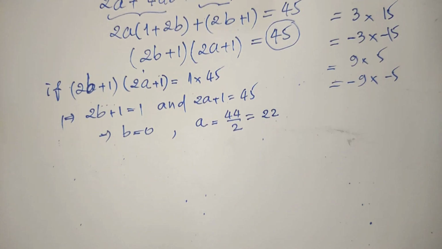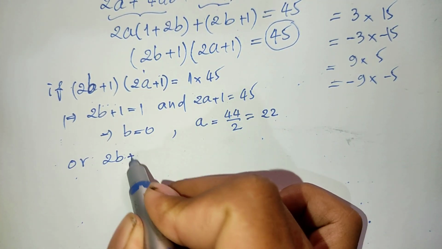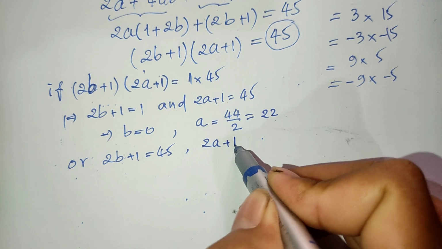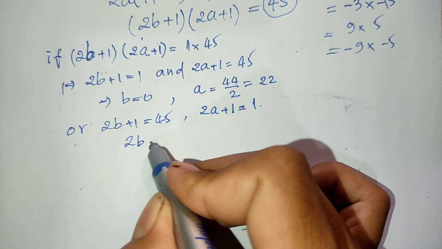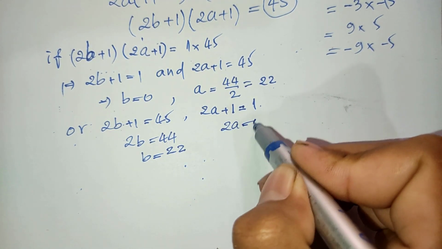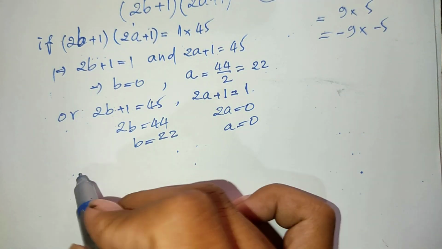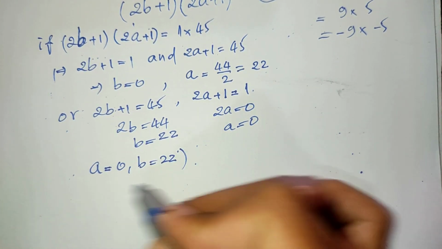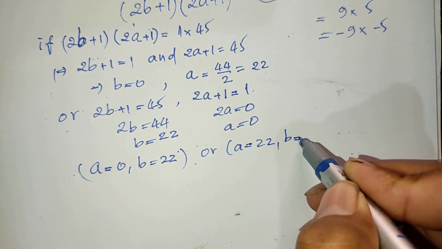Okay, and also, 2b plus 1 equal to 45 and 2a plus 1 is equal to 1. And now we get 2b equal to 44 and b is equal to 22, and 2a equals 0 and a equals 0. And so now we get a equal to 0 and b equal to 22, or a equal to 22 and b is equal to 0.